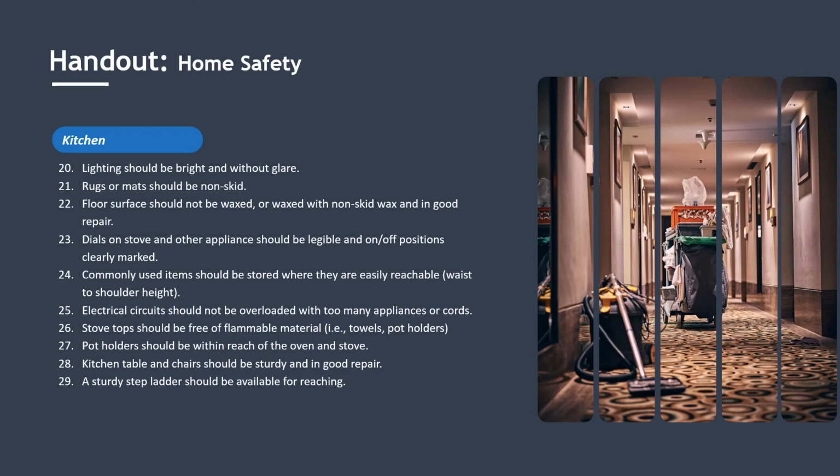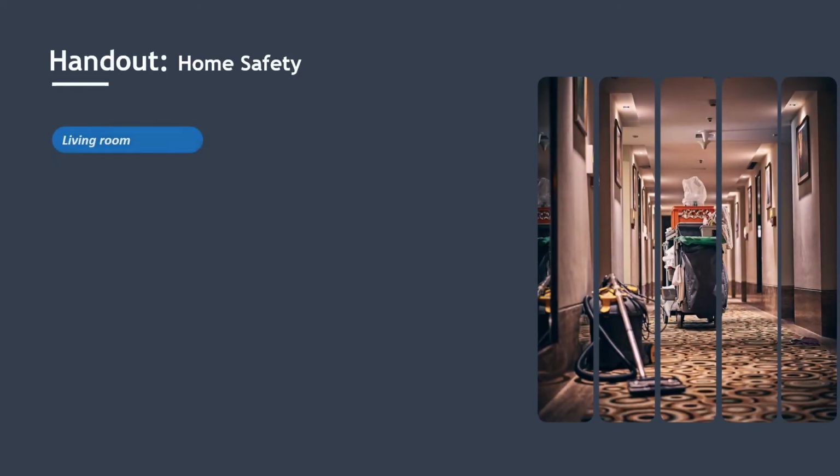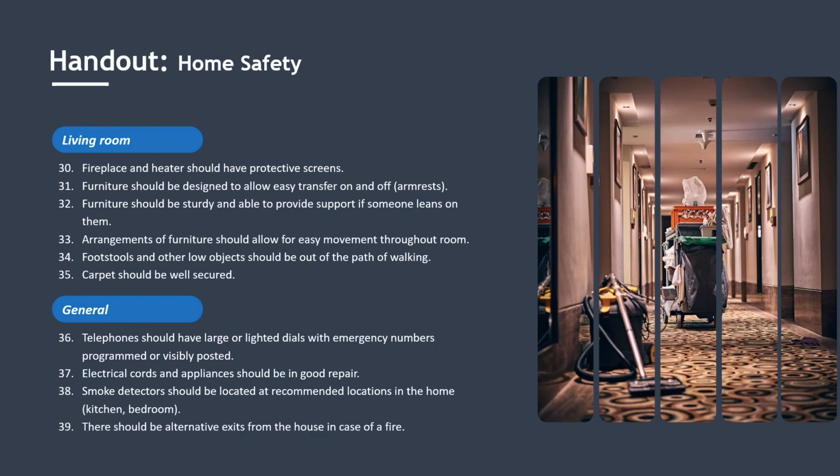The kitchen table and chairs should be sturdy and in good repair. A sturdy stepladder should be available for reaching. In the living room, any fireplaces or heaters should have protective screens.